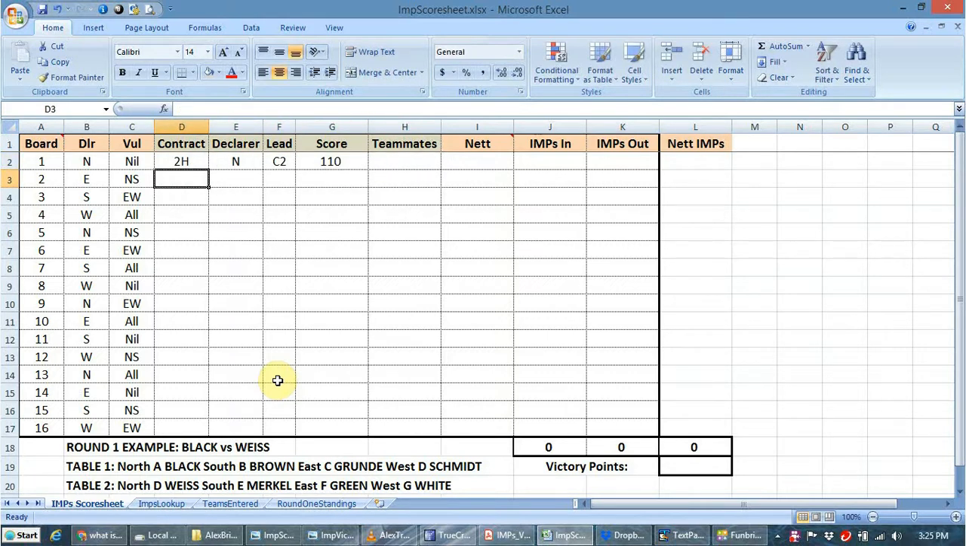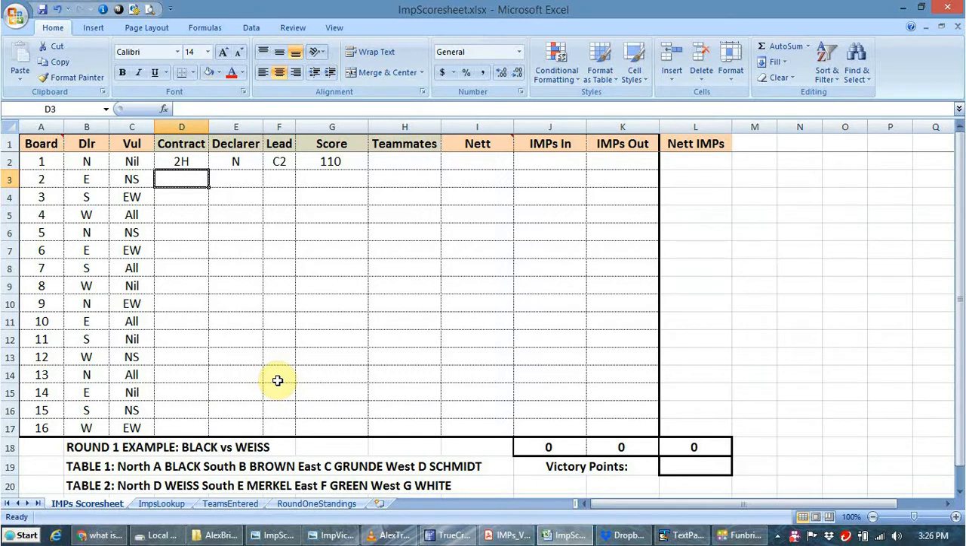As you know from playing duplicate bridge, 2 hearts making is 110. That's 2 times 60 plus 50 for the part score. Scoring is exactly the same on each hand in duplicate bridge as in IMPs bridge, but the difference comes in the way the comparisons are made between different tables.